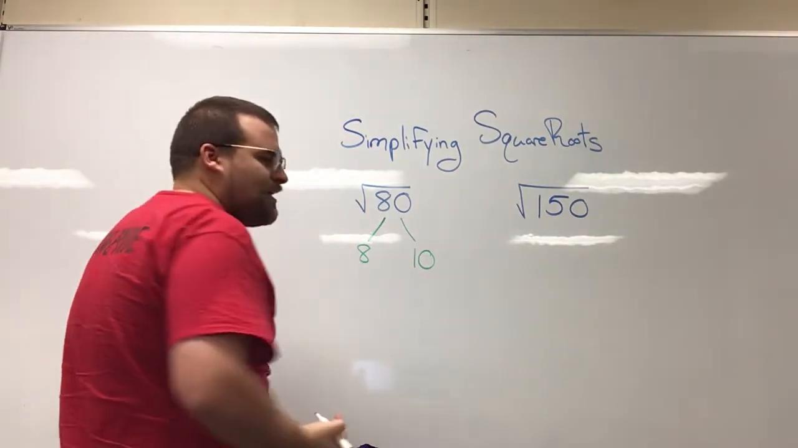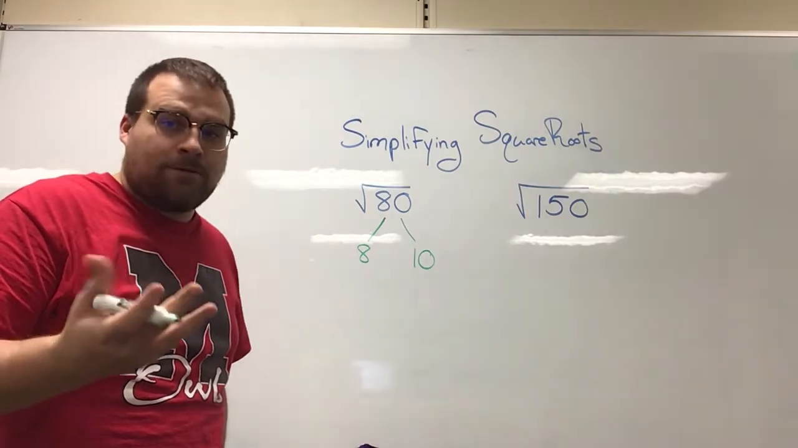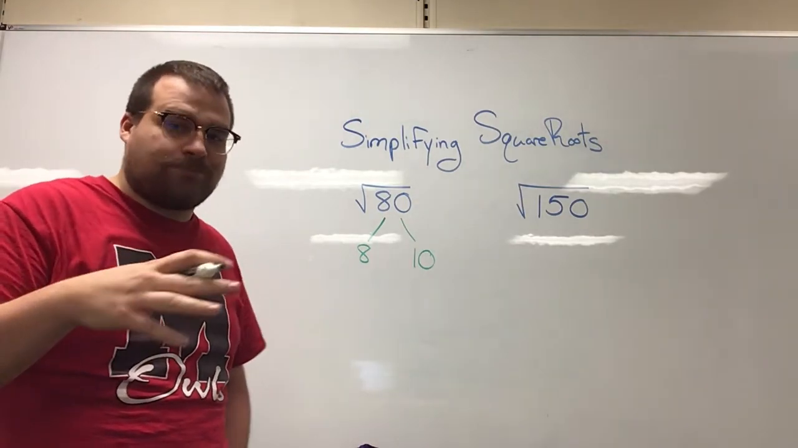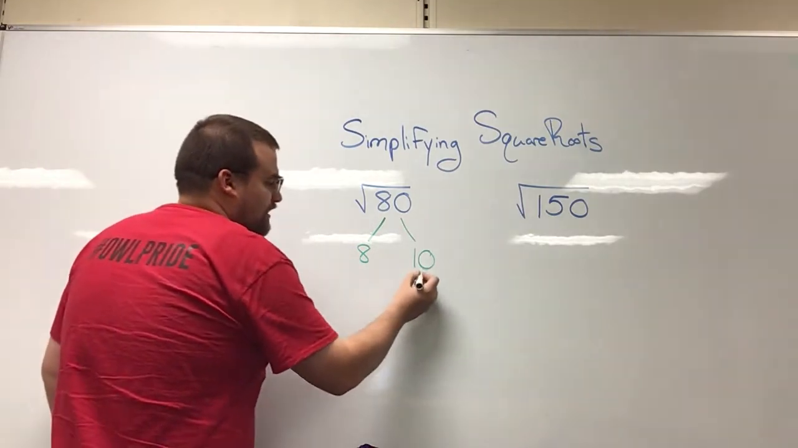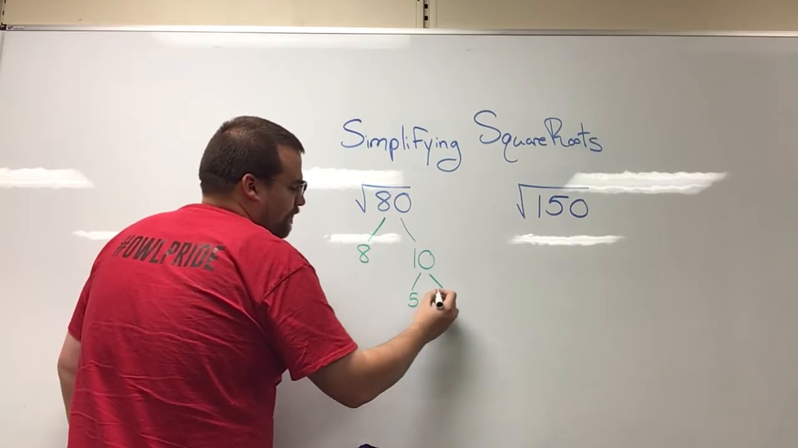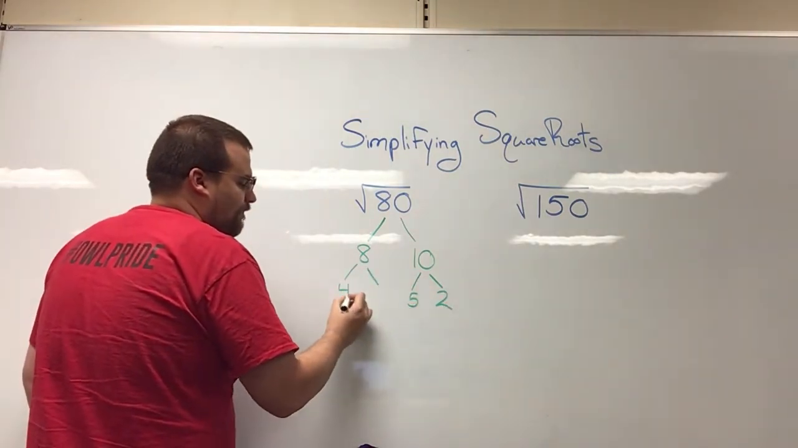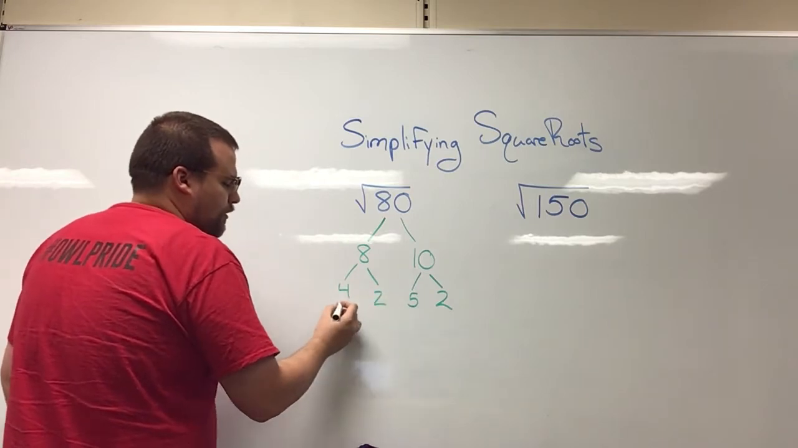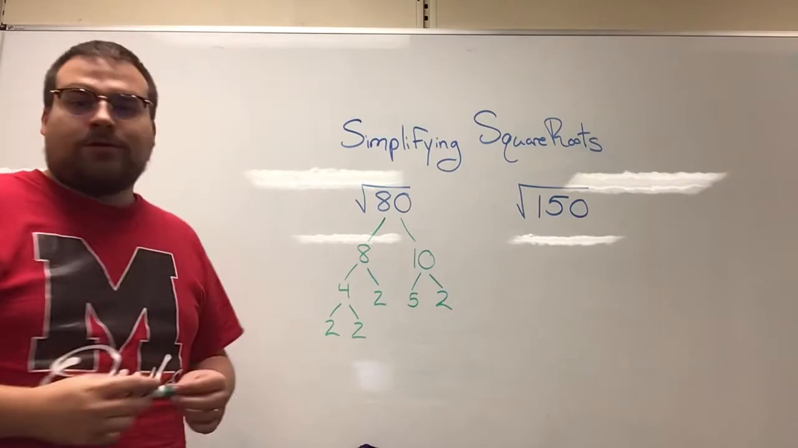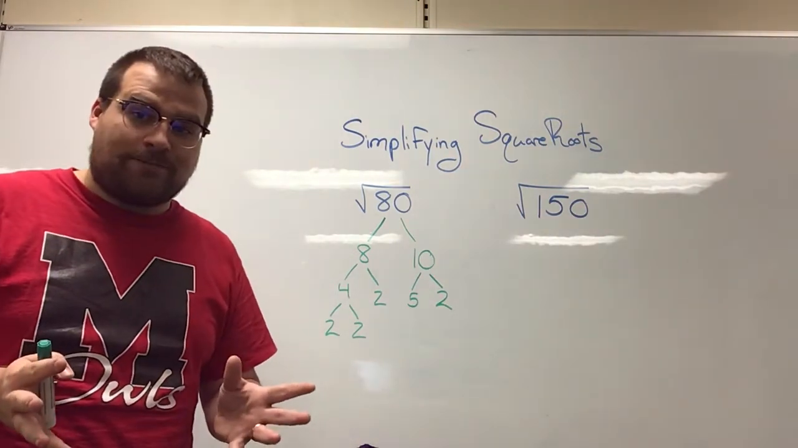And we keep making factors as long as the number isn't prime. We want to get it all the way down to what's called its prime factorization. So 10 has factors of 5 and 2. 8 has factors of 4 and 2. And then 4 has factors of 2 and 2. So we've factored this all the way down. We have a big factor tree here, right?